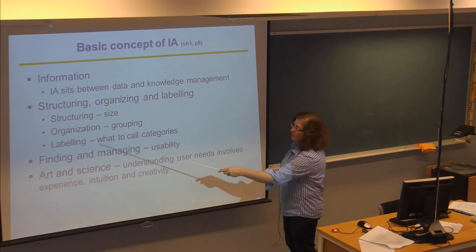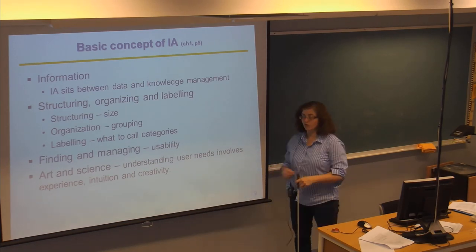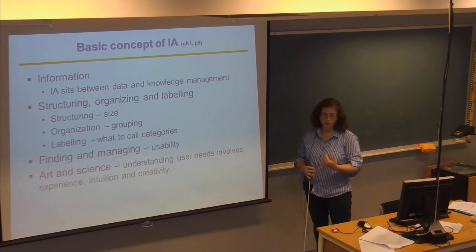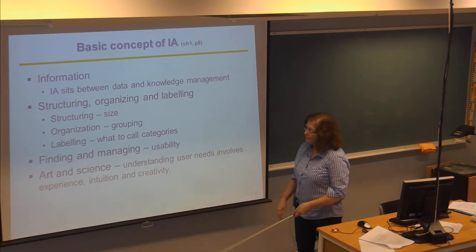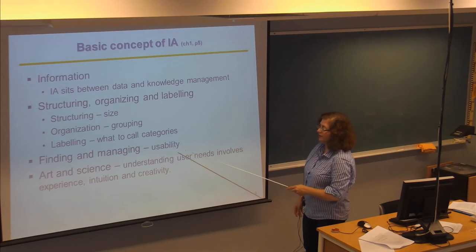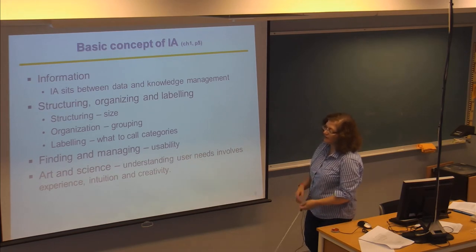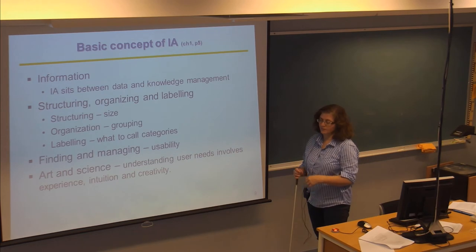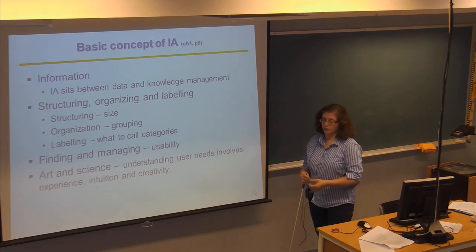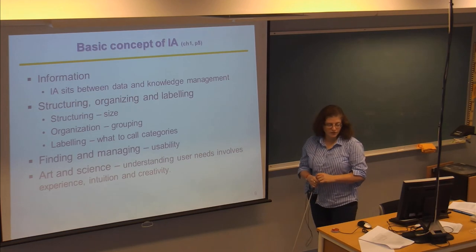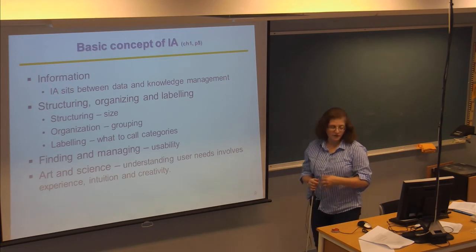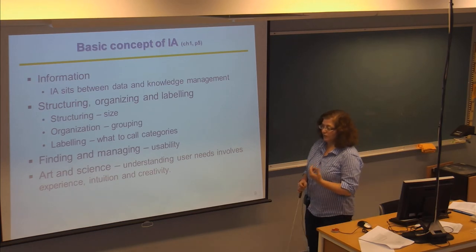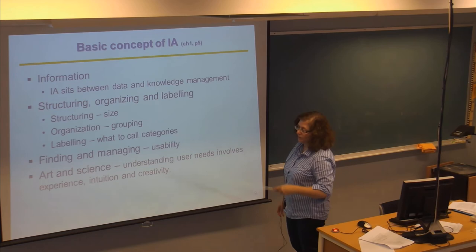And then labeling is what to call the categories. And this is an important issue, because it also plays a part in how you identify or find the information. So finding and managing information, that's usability. Different features can be built into a website to enable you to find information. You can have navigation bars, you can have search fields, you can make use of metadata and taxonomies. So there is a chapter that talks about this as well.